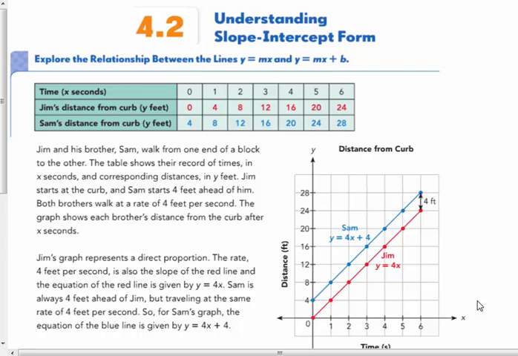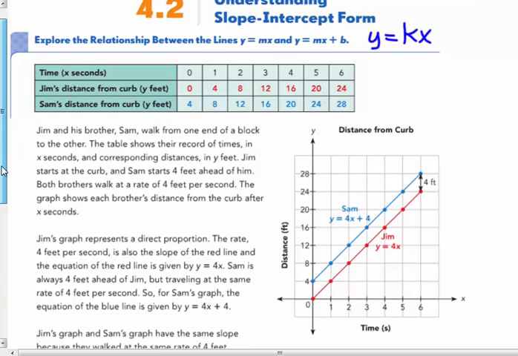So we're exploring the relationship between the lines y equals mx plus b and y equals mx, okay? Or y equals kx, as you learned in 7th grade. We learned y equals k, the constant of proportionality, times x. K is now m, it's called slope. It's the rate of change of the line across the graph paper.